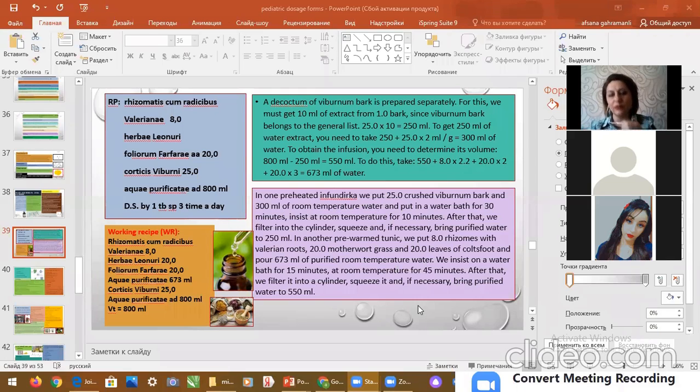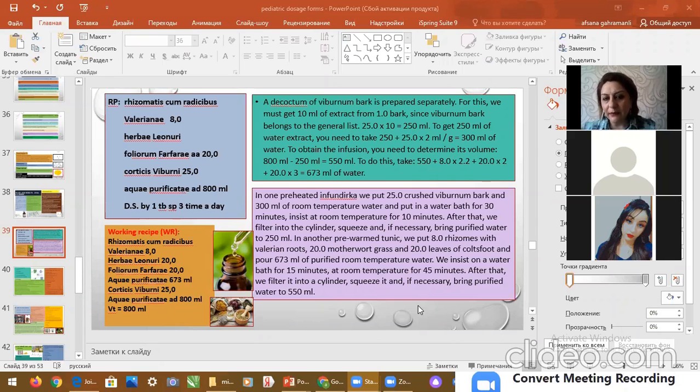If in one preheated infundirka, you know what infundirka means. This is an instrument for preparing infusum. Its alternative name is tunica. We put 25 grams of crushed viburnum bark and 300 ml of room temperature water and put it in a water bath for 30 minutes. Insist at room temperature for 10 minutes. After that, we filter into the cylinder. Squeeze it, and if necessary, bring purified water to 250 ml.